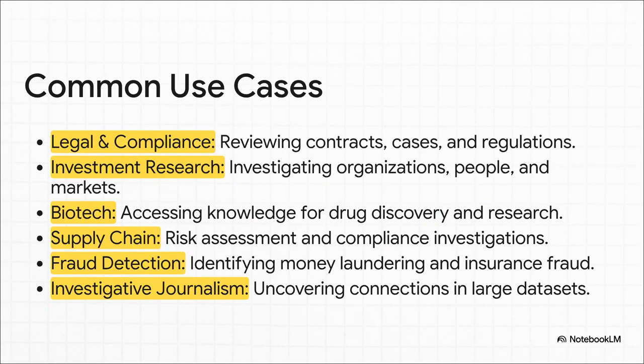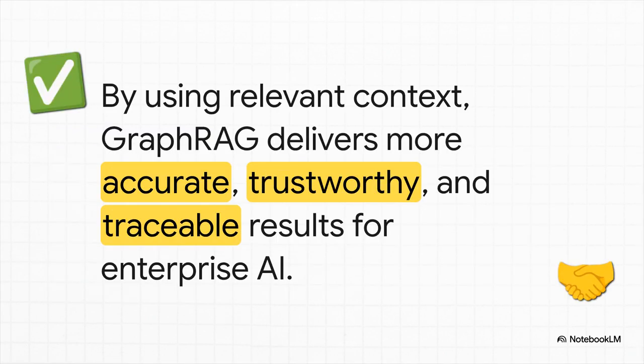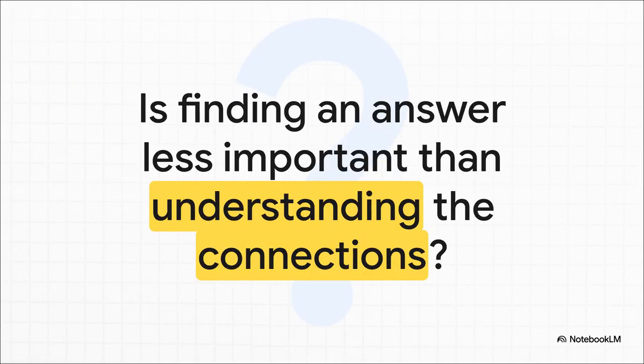We're already seeing this technology make a huge difference across all kinds of industries. Investment firms use it to find hidden relationships between companies. Banks use it to spot incredibly complex fraud rings. It's even being used in biotech to connect different research papers and speed up drug discovery. So, if you take away one thing from all this, let it be this. GraphRAG makes AI smarter, more reliable, and just plain more trustworthy. And it does it by focusing not just on the facts, but on the connections between them, because that's where the real context lives.